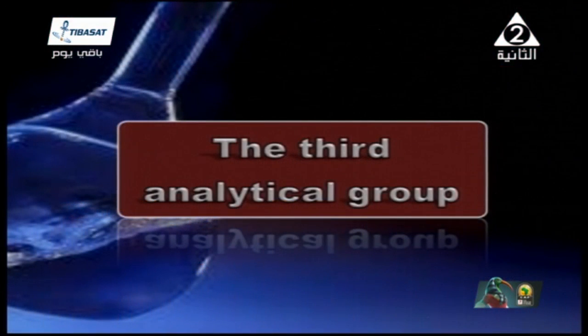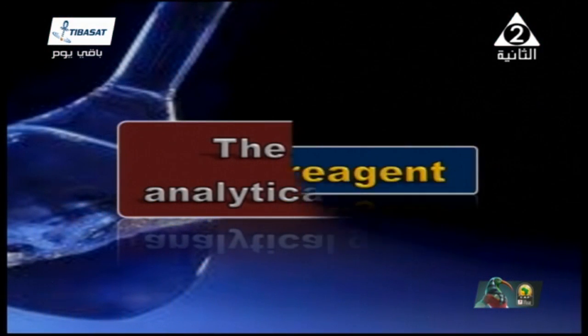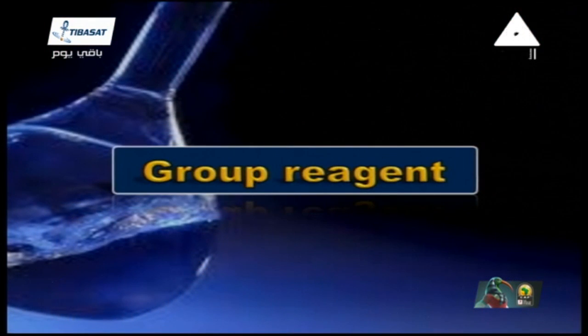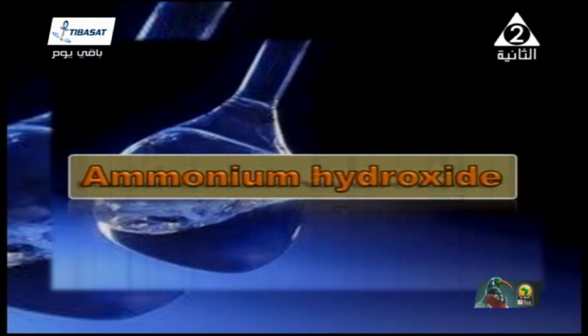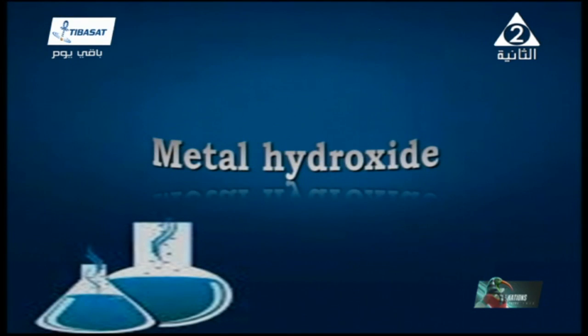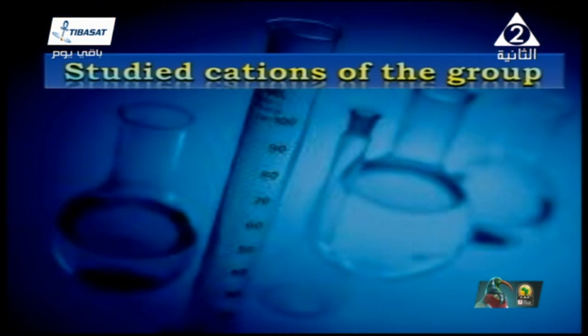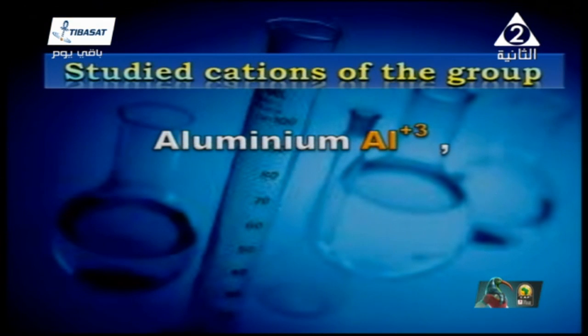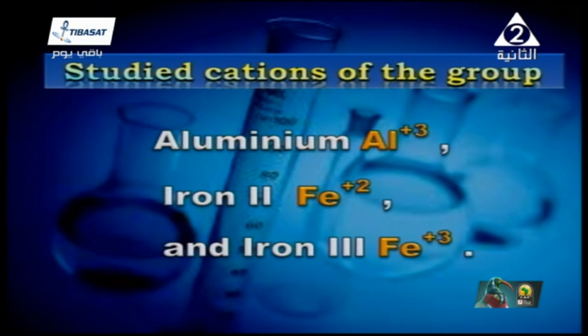The third analytical group. The group reagent of the third analytical group is ammonium hydroxide. Here, my dear student, the precipitation is a metal hydroxide, which is insoluble in water. The studied cations of this group are the aluminium ion, aluminium positive 3, iron 2 ion, Fe positive 2, and iron 3, which is Fe positive 3.